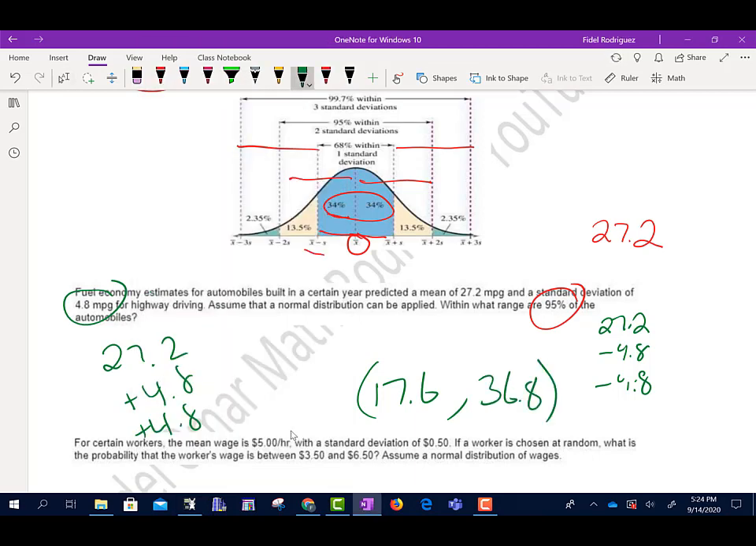Okay, so it says what range are 95% of the automobiles? Between 17.6 and 36.8 miles per gallon.